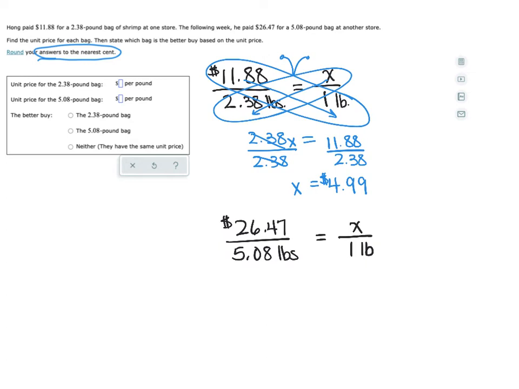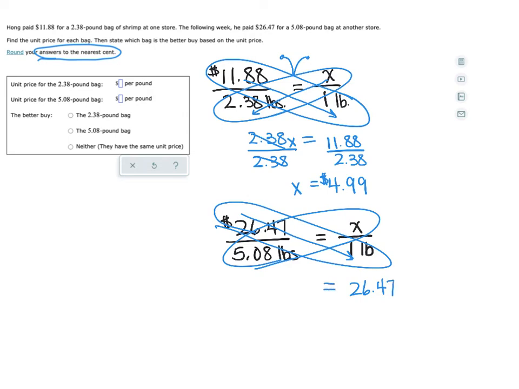And again, notice that my money is in the numerator, my pounds are in the denominator. When you set up equivalent fractions, you want to make sure that you keep them in the same order, numerator to denominator. All right, we will cross again. And 26.47 times 1 is 26.47, and that's equal to x times 5.08, or 5.08x. Solve for x by isolating it. We do the same to both sides. 5.08 divided by 5.08 is 1, or just 1x, which is what I wanted.